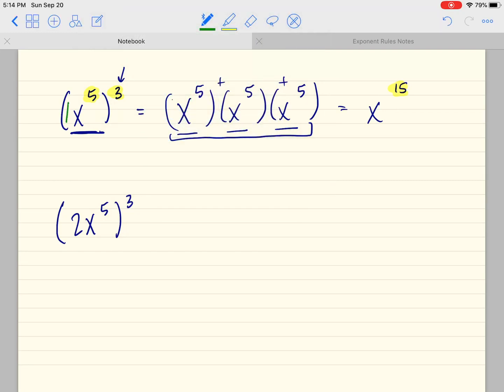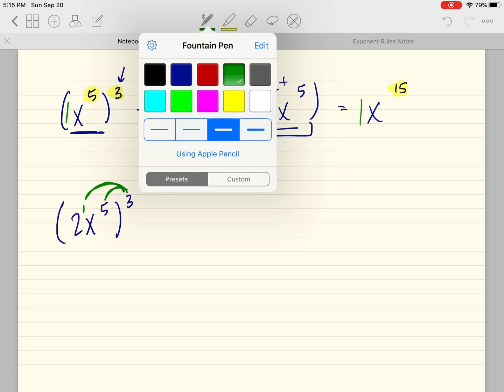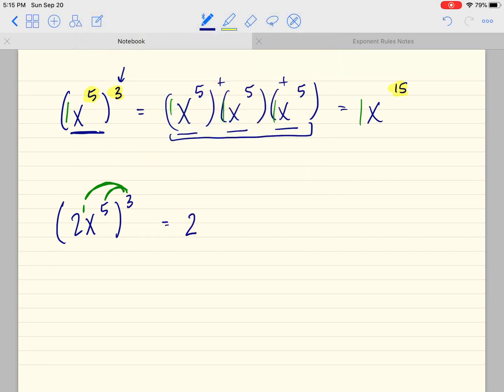So the coefficient of 1, not affected in this problem, 1 times 1 times 1, we still have a 1 here. When our coefficient is something other than 1, what we want to make sure we do is raise it to the power that's on the outside as well. So we're going to multiply not only this exponent, but everything has an exponent. So this 2 technically has an exponent of 1, and we want to multiply that one as well. So what we're looking at here is the coefficient of 2 being raised to the 3 times 1, which is the 3rd power, and an x to the 3 times 5, which is the 15th power. So 2 to the 3rd power becomes an 8 for our answer, so 8x to the 15th.